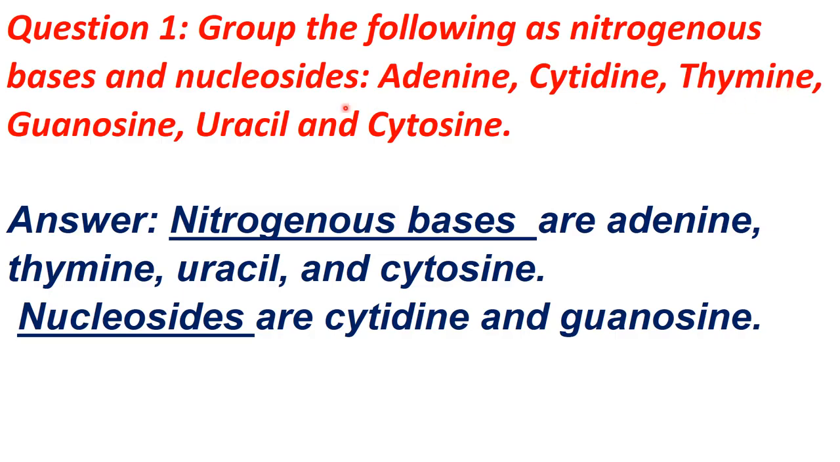Thymine is a nitrogenous base. Guanosine: when guanine, a nitrogenous base, combines with sugar, it makes guanosine. So guanosine is also a nucleoside. Uracil is a nitrogenous base and cytosine is also a nitrogenous base.